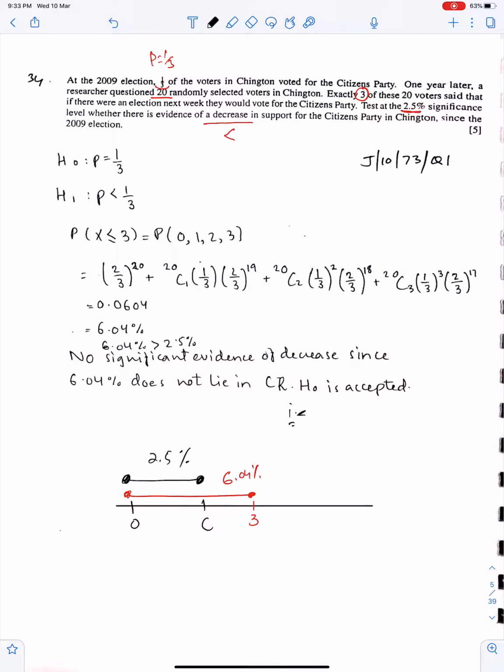So accept H naught and reject the claim. That is, reject the claim. That means P has not decreased. You can say reject the claim, that is, P has not decreased. I hope you all have understood this question.